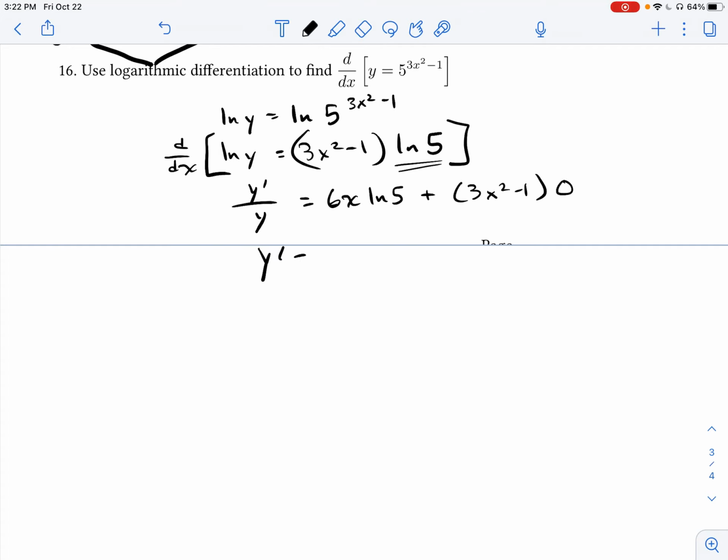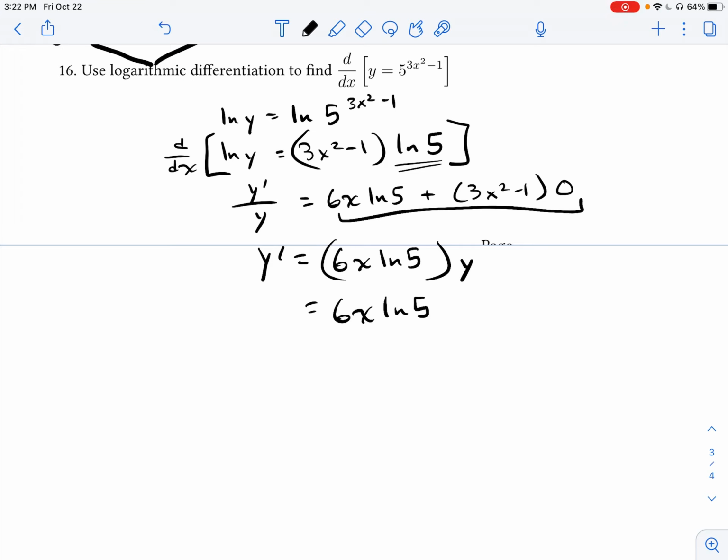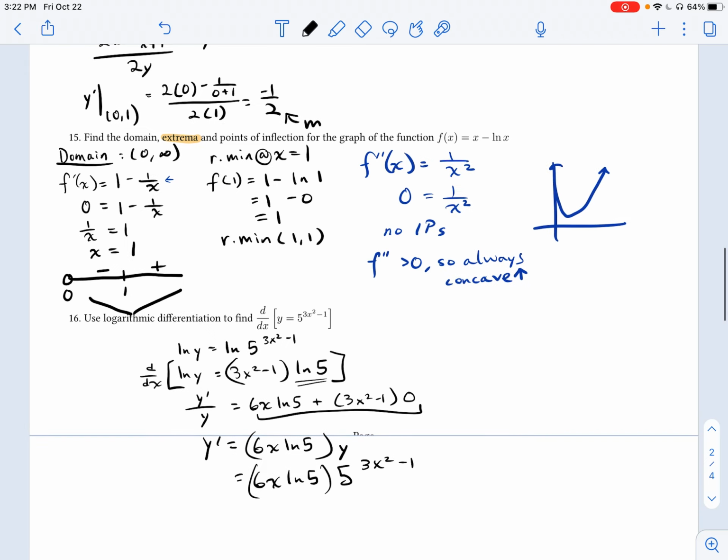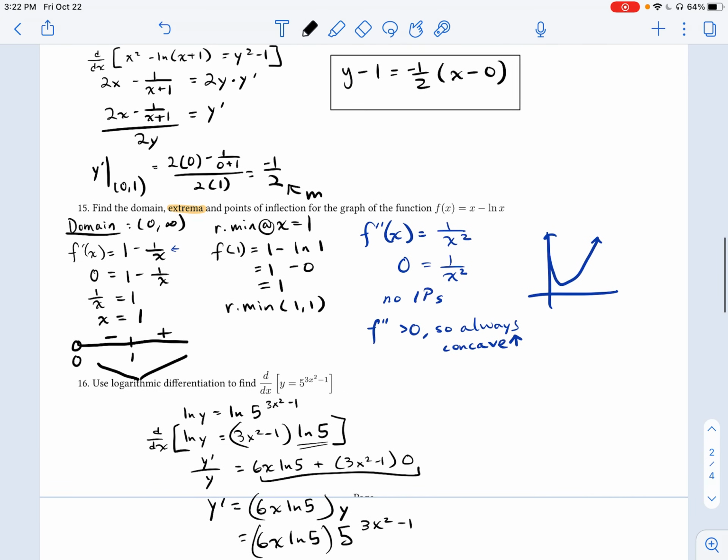So we can say y prime is equal to 6x times natural log of 5. That's what all of this simplifies down to, times y. So y prime is 6x natural log of 5 times y, and we know that y is equal to 5 to the 3x squared minus 1 power. All right, so hopefully this has been helpful in understanding logarithmic differentiation.